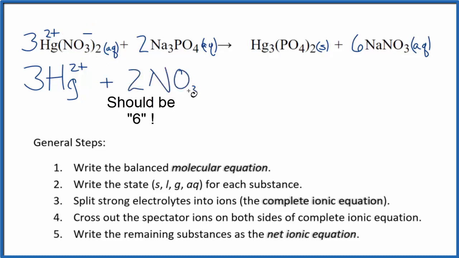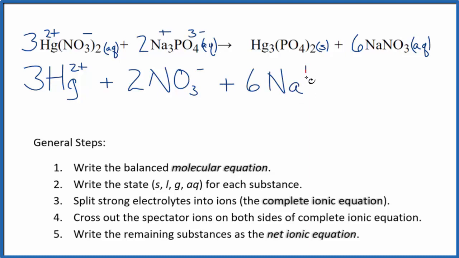And then sodium, that is in group 1 on the periodic table. That's 1 plus. And the whole phosphate ion, 3 minus. Good one to remember. So 2 times 3, that gives us 6 sodium ions. And then we have 2 of these phosphate ions here, PO4 3 minus. So these are the reactants in our complete ionic equation.